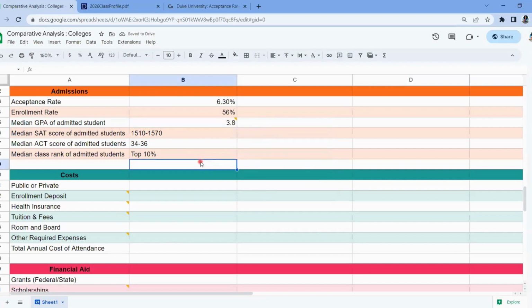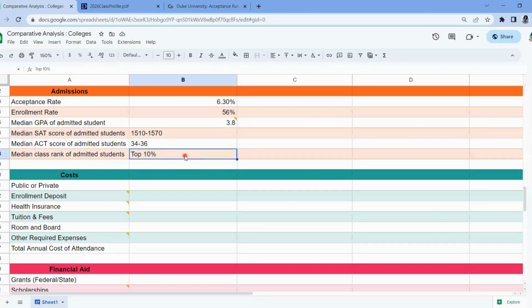So now I have a pretty good high-level overview of the admission statistics for the first school I'm interested in. I know they have an acceptance rate of 6.3%. About half of the students who are accepted ultimately enroll in the school. Most of the admitted students had a GPA of 3.8 or higher. They said that was unweighted and self-reported. The median SAT score, this was from the school, was 1510 to 1570. The median ACT score was 34 to 36.